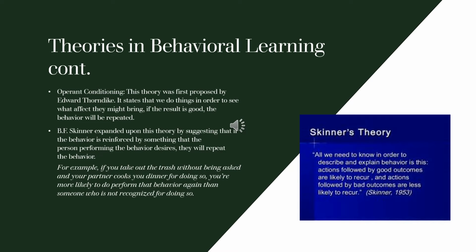So another theory in behavioral learning that might be less known but is actually used more and seen more, is operant conditioning. This theory was first proposed by Edward Thorndike, and it states that we do things in order to see what is going to happen afterwards. When we see if that result is good or bad, that's when we decide whether it's a behavior that we would like to repeat or not.